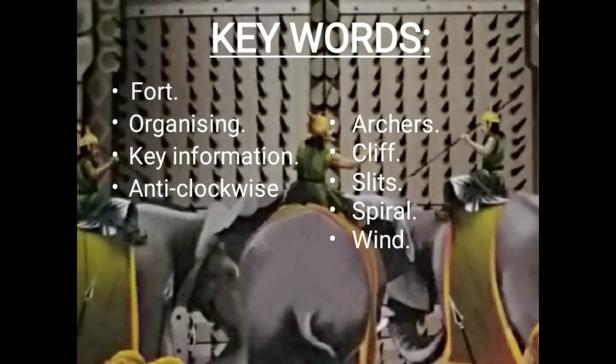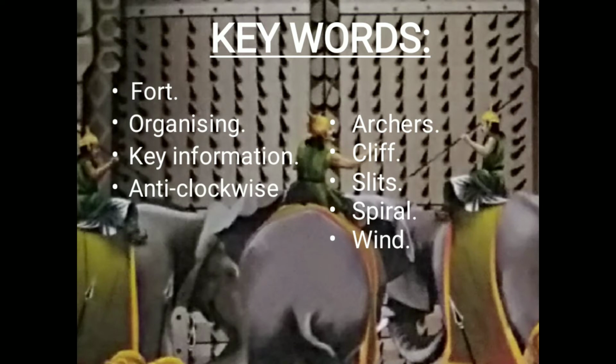You know what is fort? You have learnt in your social class. Fort is like fortified buildings which used to be there in olden days, and still exist. Those are forts. Organizing means here collecting. Key information means important information from the story we are going to collect today. Anti-clockwise means in a spiral way.